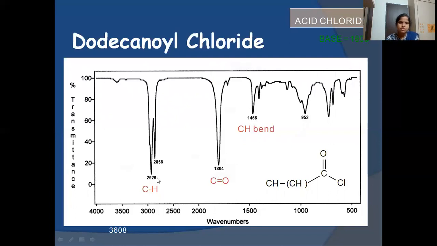Again, below the 3000 mark is sp3 CH. The other ones are bending vibrations. And we will also observe the C-Cl band below 900, which might be around 953. This is because of C-Cl stretching vibrations.